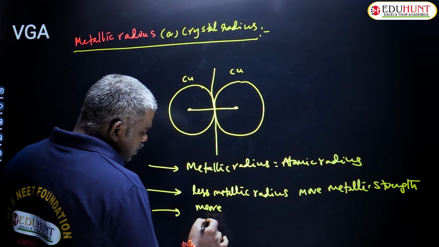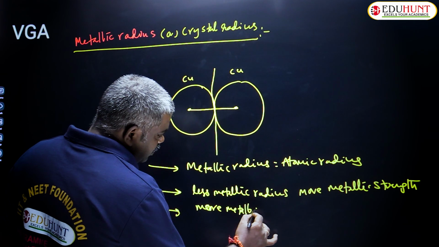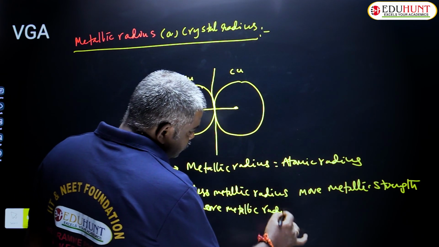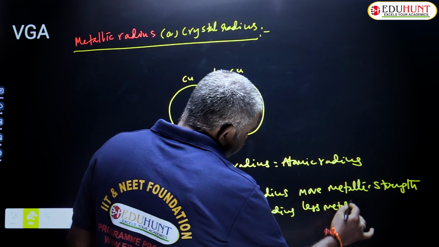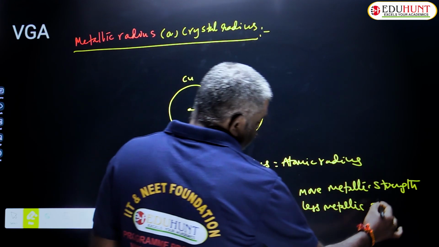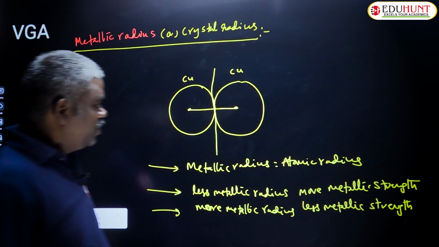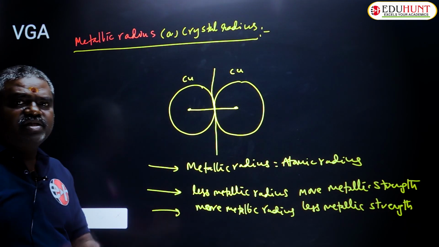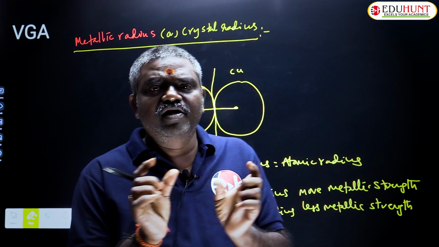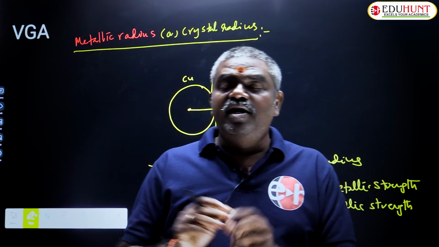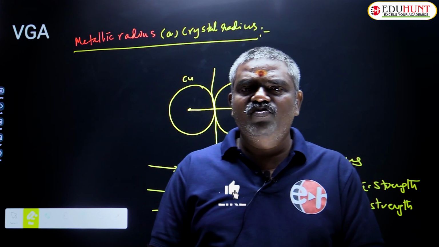More metallic radius, less metallic strength. See, based on metallic radius, we can explain the strength of the metals also, because less metallic radius means they occupy less distance and more metallic bond is there.